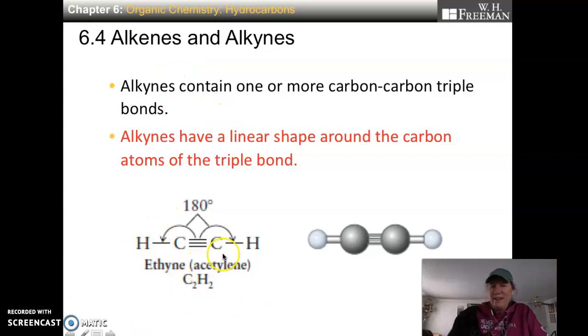Well, there's ethylene. It's actually acetylene, and any of you guys that weld, the stuff that you get in the containers. But anyway, we got a triple bond there. Okay.